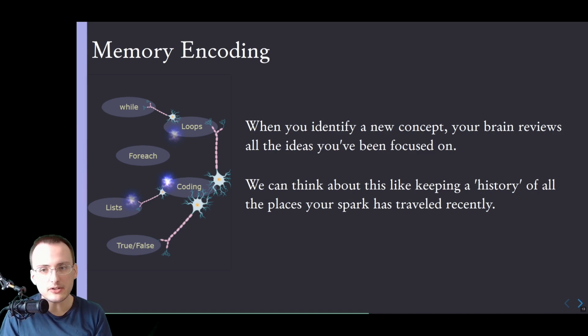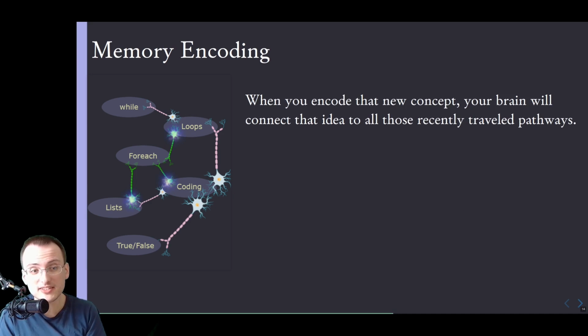Whenever we identify a new concept, your brain has a history of all of the places it's been recently. You can think of this almost like your electric spark, your executive function, jumping around and leaving little chemical markers to say, I've been here, almost like the back button history in your browser. When you actually identify that new concept, your brain is going to connect that idea to all of those recently traveled pathways.